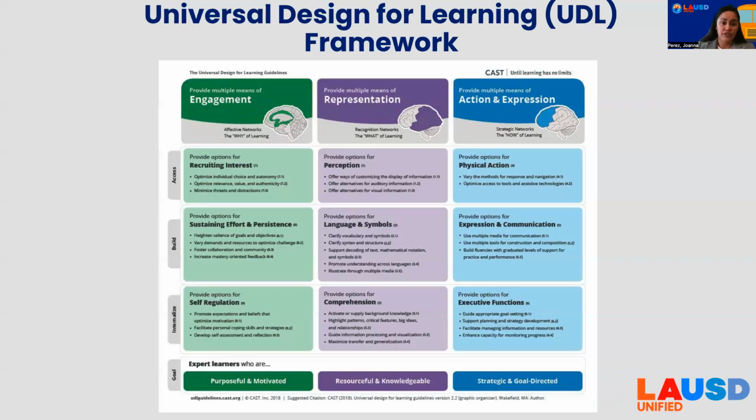And finally, the third area, the strategic networks of the brain, are the how of learning, the action and the expression. This part of the brain helps students express what they know. By allowing our students to show us what they know in a variety of ways, they will feel successful and will want to continue to show us everything they know. Finally, it has been found that using UDL strategies can prevent some behavior challenges.